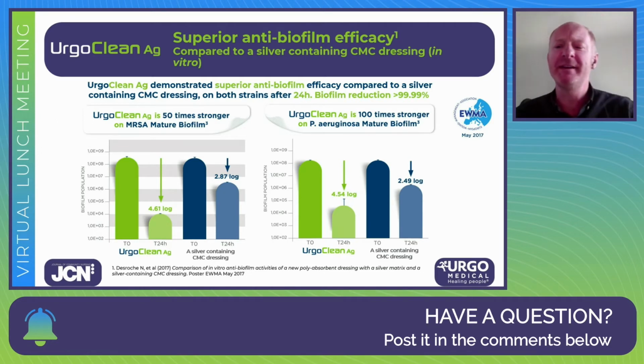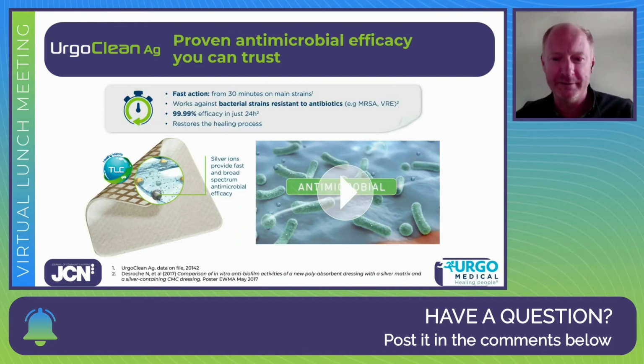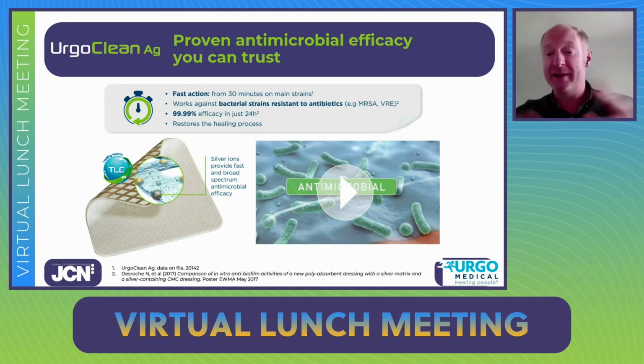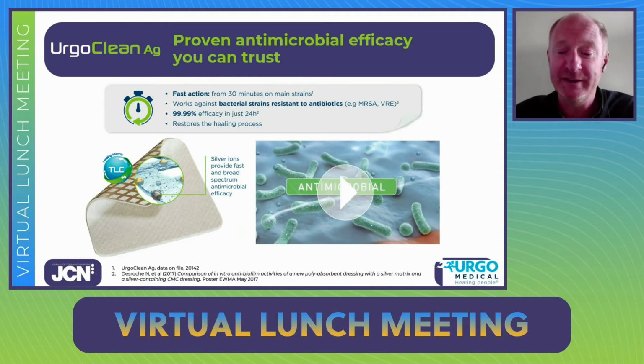We now come to look at the efficacy of the silver part of the UrgoClean Ag. UrgoClean Ag is a well-established product and has been successfully used across the UK for a number of years, delivering great clinical results. It's been tested and shown to be effective against a broad spectrum of microbes, including those resistant to antibiotic treatment.